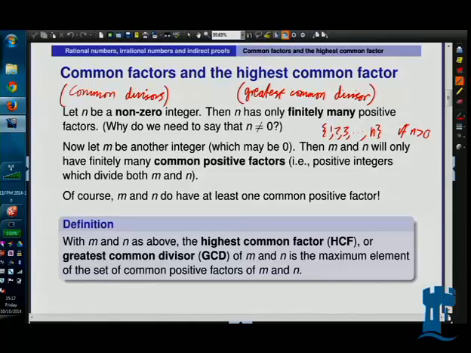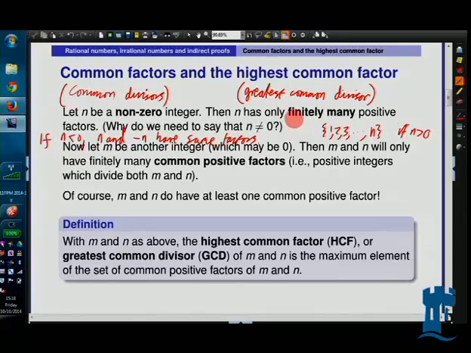If n is negative, then the divisors of n are the same as the divisors of minus n. So n and minus n have the same factors. So we may as well reduce to the case where we take a positive integer, and then the positive factors of a positive integer n are going to be between 1 and n. And of course, only some of those will be factors, usually. And that's finitely many.